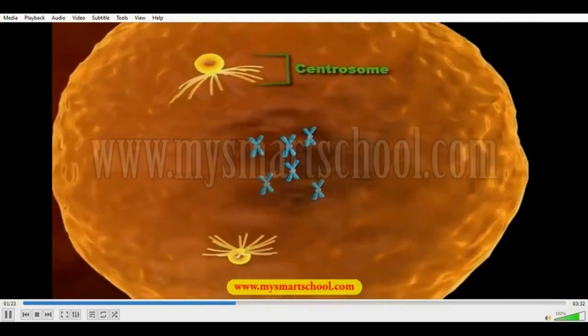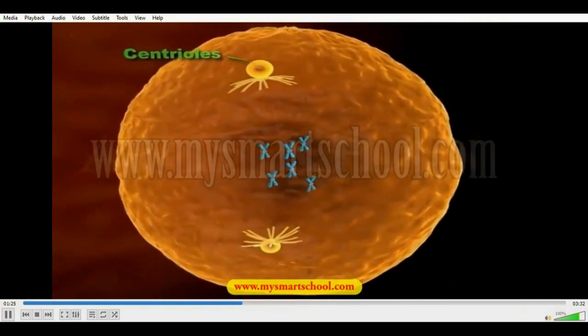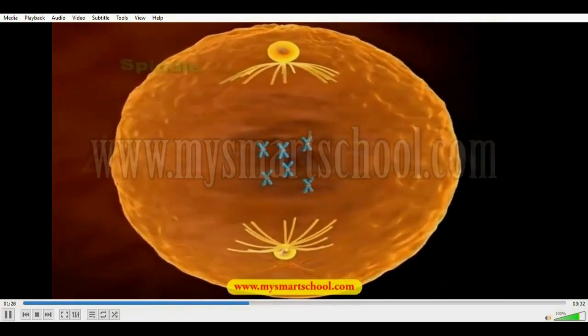The centrosomes, each with a pair of centrioles, move apart to the opposite poles, forming a spindle between them.